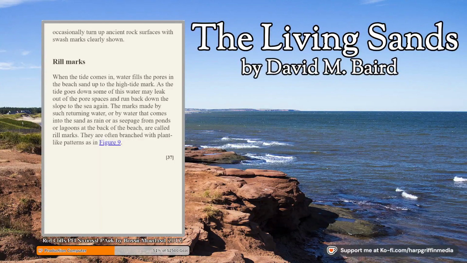Rill marks. When the tide comes in, water fills the pores in the beach sand up to the high tide mark. As the tide goes down, some of this water may leak out of the pore spaces and run back down the slope to the sea again. The marks made by such returning water, or by water that comes into the sand as rain or as seepage from ponds or lagoons at the back of the beach, are called rill marks. They are often branched with plant-like patterns, as in Figure 9.